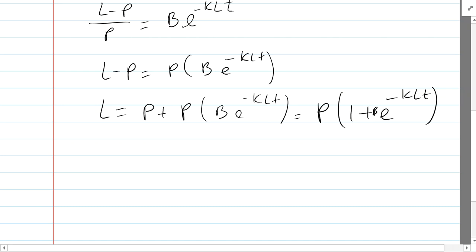Can I just divide that by that? Does P of T equal L over 1 plus B e to the negative KLT?